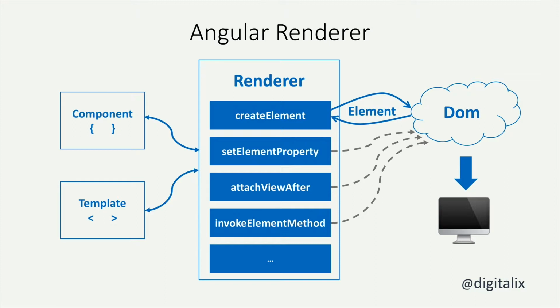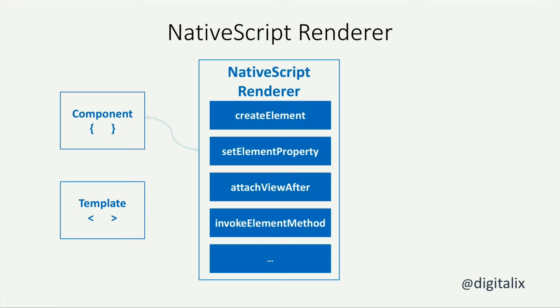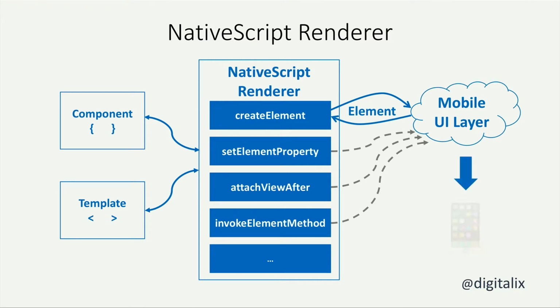On the other end, we have NativeScript. How does NativeScript do the same thing? NativeScript provides its own implementation of the renderer. Instead of communicating with the DOM, there is no DOM in native mobile UI, right? So the renderer communicates with the mobile UI layer, which NativeScript provides, with the final outcome being a native mobile app. And as a result, we have access to the same components and same templates from the native mobile app.